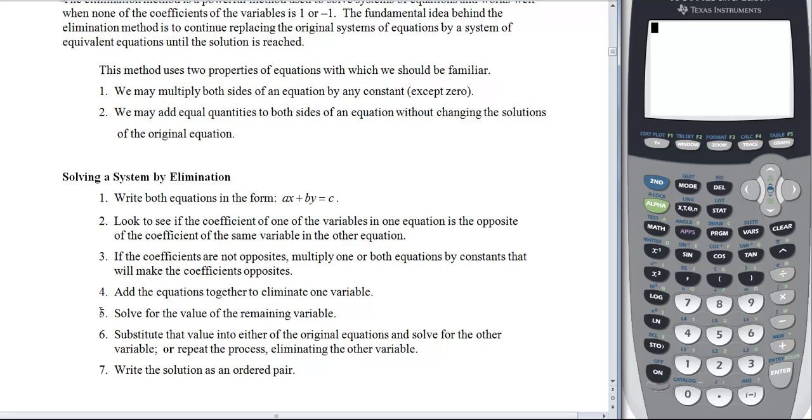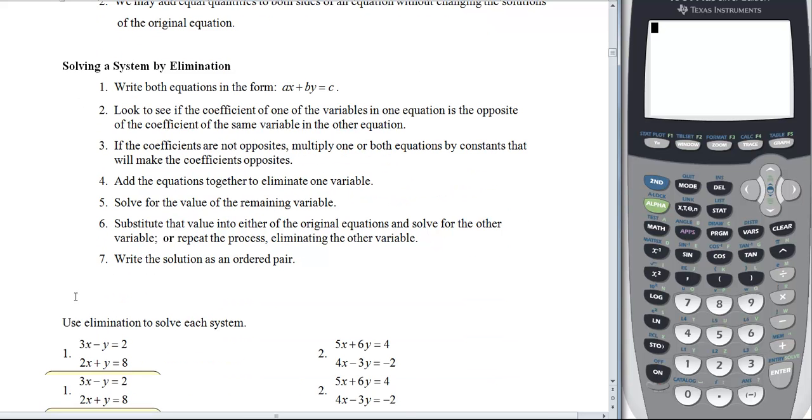Now, once we've done that, we've got to substitute that value that we found in step 5 back into either of the original equations and solve for the remaining variable. Or, if you have to, repeat the process eliminating the other variable. That's legal too. Then write the solution as an ordered pair.